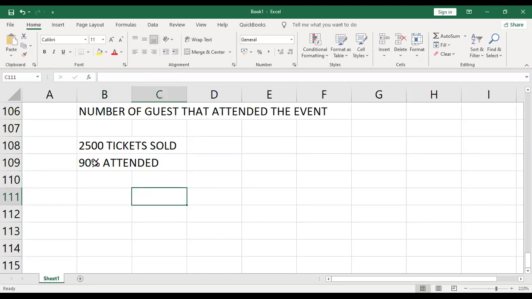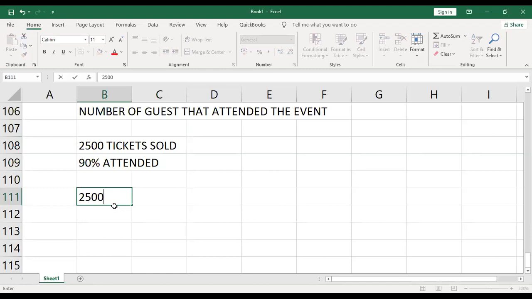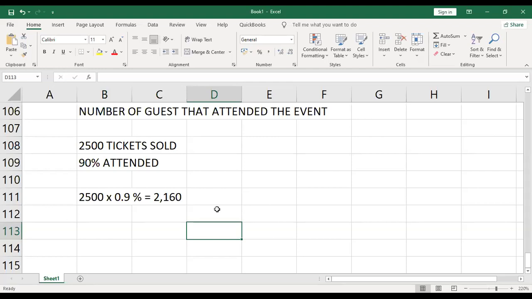Since we sold tickets to 2,500 people, but 90% attended, how many people attended the event? We'll now have 2,500 tickets multiplied by 0.9. Okay, 0.9. So that will give us 2,160. Yes, so we have 2,160 people that attended the event.